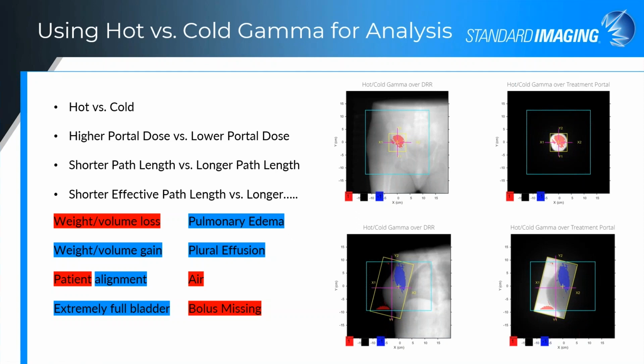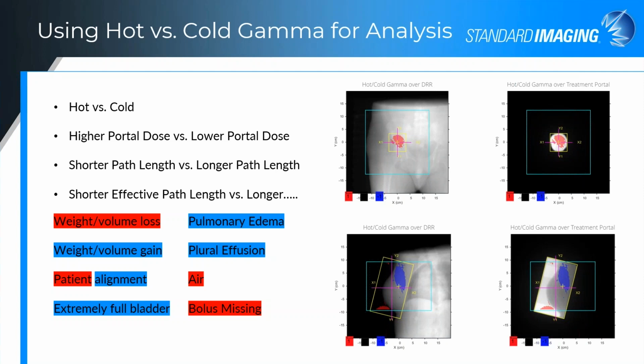And again, this depends on the anatomical site being treated. But if you have some type of weight or volume loss, the signal is going to be hotter. Weight or volume gain, signal is going to be cold. Patient misalignment can go either way, because if you move and the beam should be passing through, say, the patient in a hip treatment or an extremity, and now it's out in air, you're going to get a hot signal.